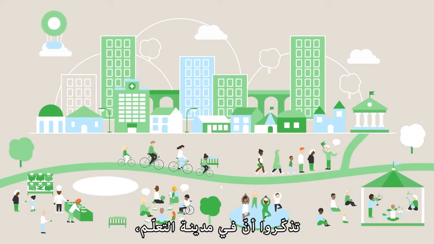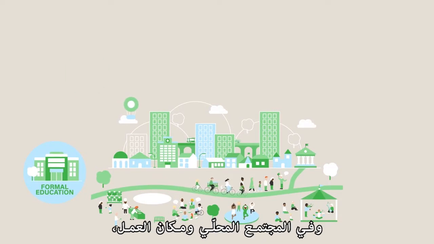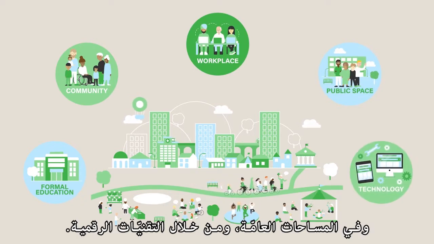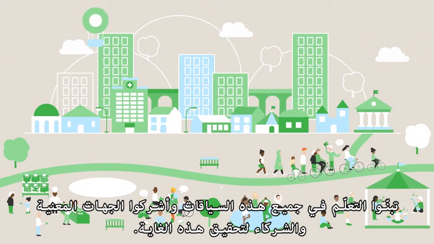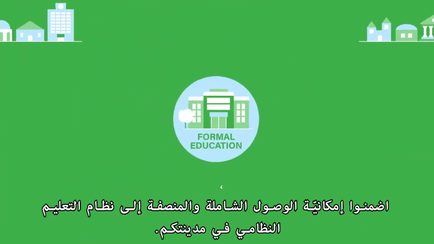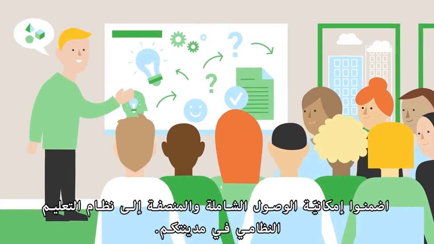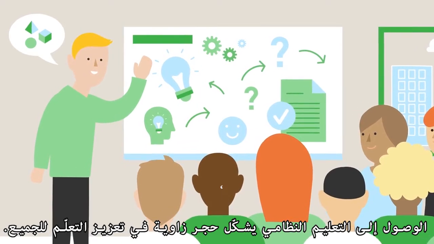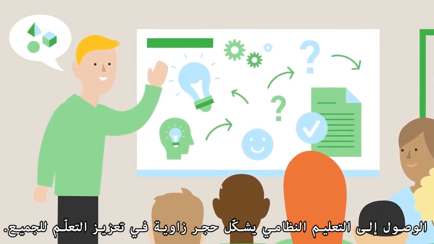Remember, in a learning city, learning takes place everywhere, in schools, universities, the community and the workplace, in public spaces and through digital technologies. Embrace learning in all of those settings and involve stakeholders and partners to make it possible. Let us take a look at each of them. Ensure inclusive and equitable access to the formal education system in your city. From early childhood education to tertiary education, access to formal education is a cornerstone in promoting learning for everyone.